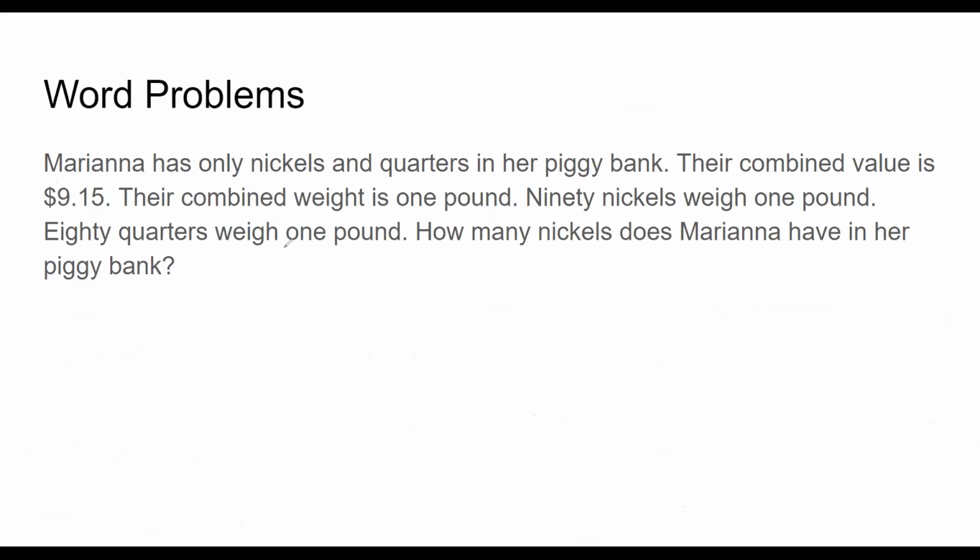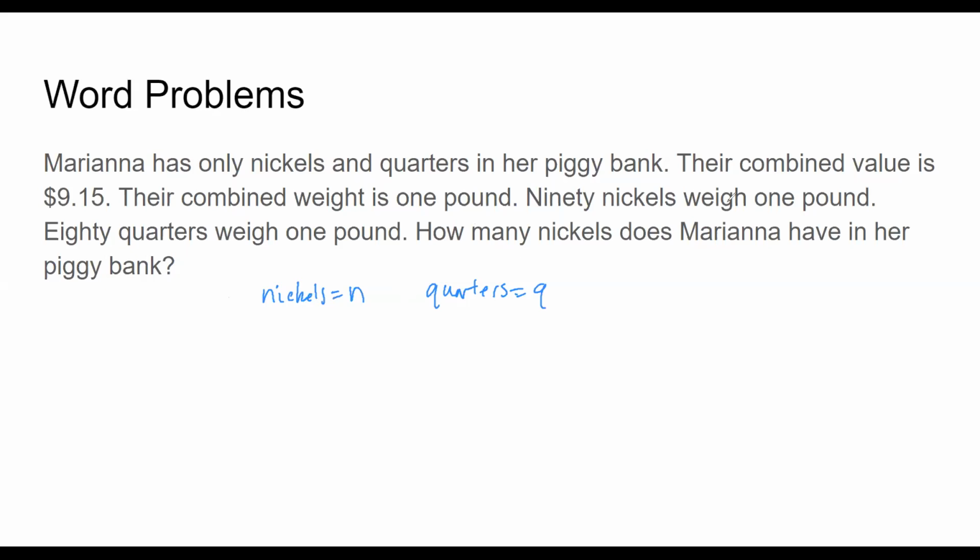So in this problem, let's look at our unknowns. We don't know how many nickels or quarters they have. But what we can do is define variables for them. Let's call nickels N, and quarters Q. The first step of solving any word problem is to define variables. And then we can change these variables into equations.